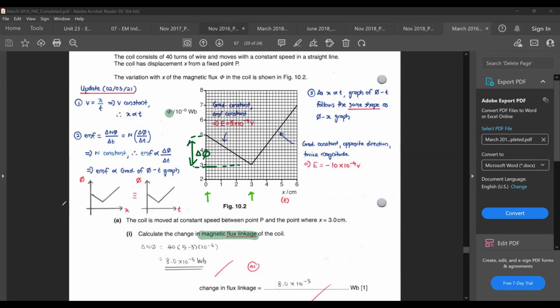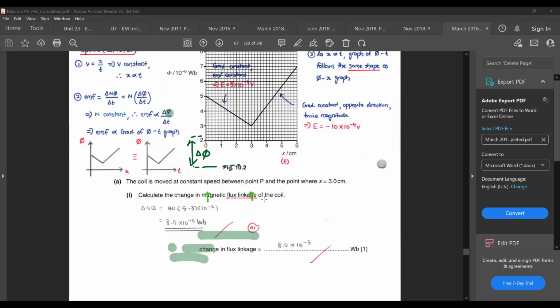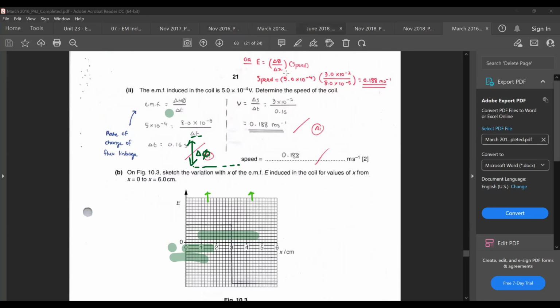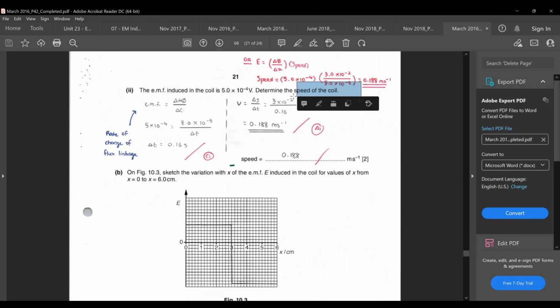So you know that if you want to find out the change in flux linkage, you actually need to multiply with N. So here you just take the number of coil turns, which is 40, multiply with the change in flux, then you get your change in flux linkage as 8 times 10 to the power minus 5 Wb. So that one is okay. Now then after that, the other part, they are asking you right now, find out the EMF induced. They tell you right now the EMF induced in the coil is 5 times 10 to the power minus 4 volts. Determine the speed of the coil instead.